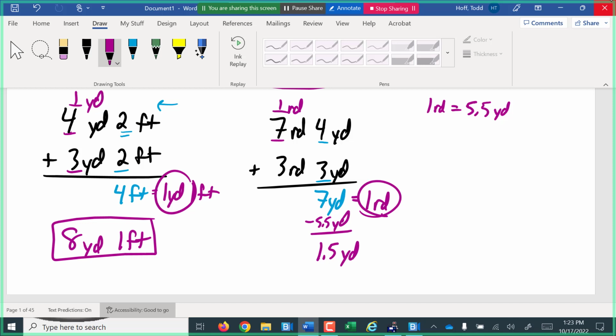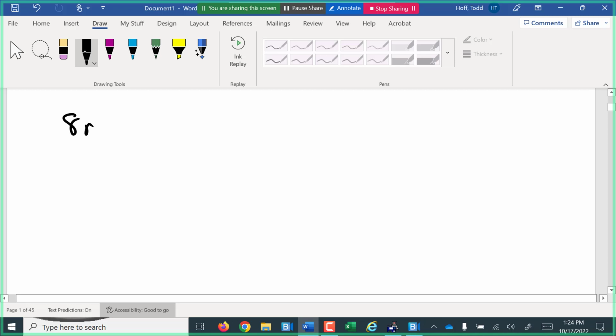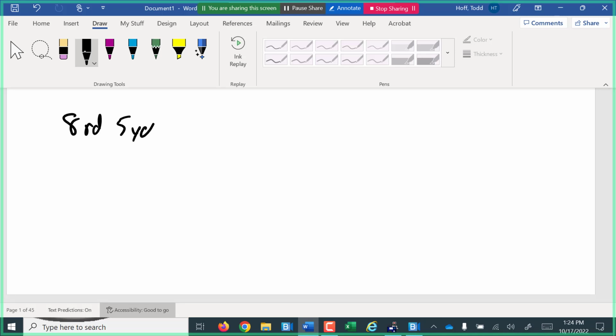1 and 7 makes 1 rod plus 7 rods. 8 plus 3 more is 11 rods. Good. So 11 rods, 1.5 yards. Let's do one more of those. So let's do 8 rods and 5 yards plus 6 rods and 4 yards.